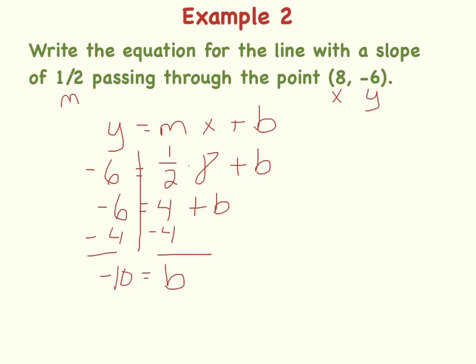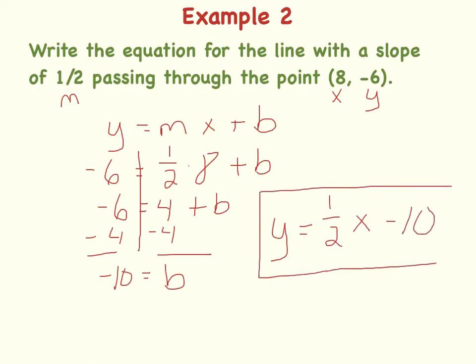Okay, we're not quite done. That's not the equation for our line. The equation for our line would be y equals, well, m we know is 1/2, x plus -10, or minus 10. This is our equation in slope-intercept form.